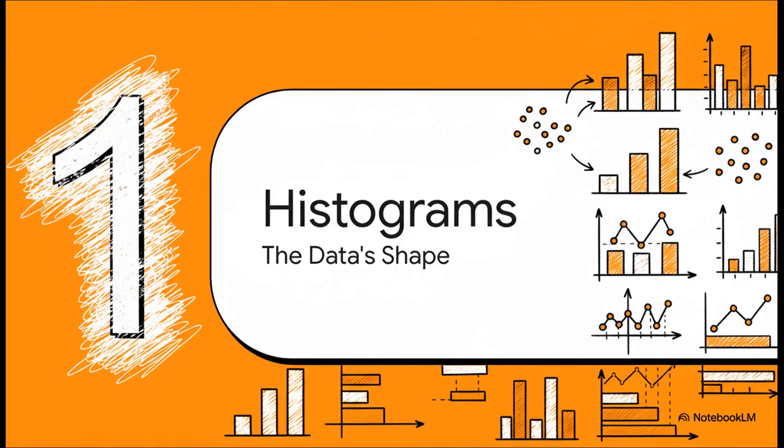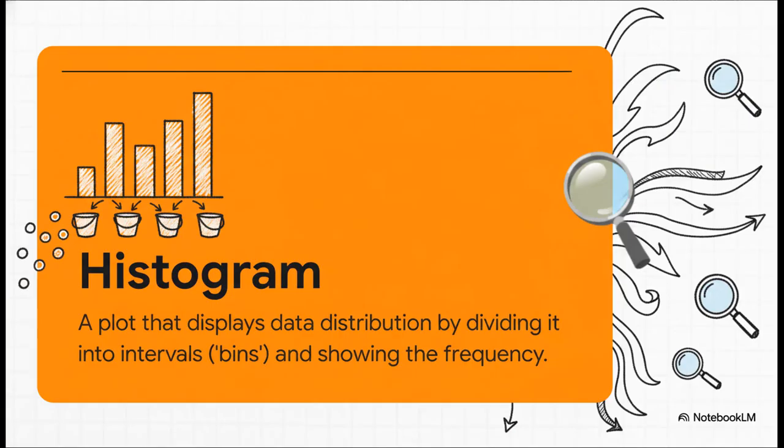Okay, first up, before we can summarize anything or find any cool relationships, we have to understand the fundamental shape of our data. And for that job, our go-to tool is the histogram. Think of a histogram as a way of sorting your data into buckets, or what we call bins. Each bar you see represents a range of values, and the height of that bar tells you exactly how many of your data points fall into that specific range. It's a fantastic way to instantly see where your data is clustered together and how it's all spread out.